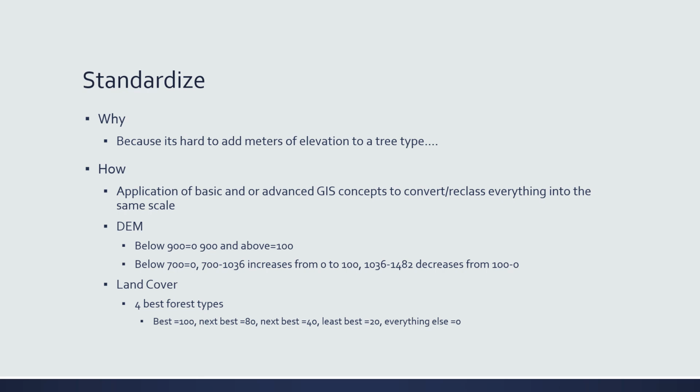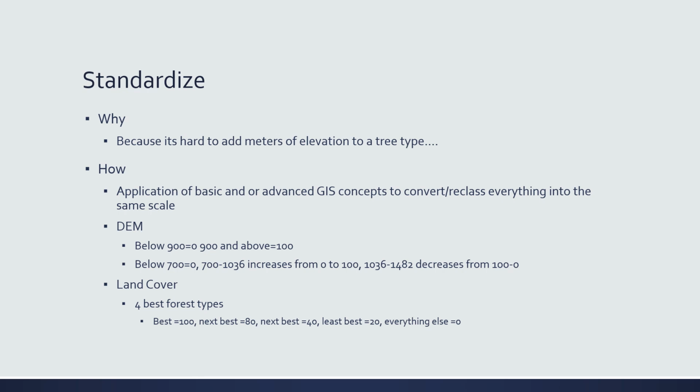And then as we pass 1,036 and go on up to 1,482, which is the highest elevation in the state, that relative standardized score will start to decrease. So I have a decreasing function that goes from 1,036 up to 1,482, with values going from 100 down to 0.